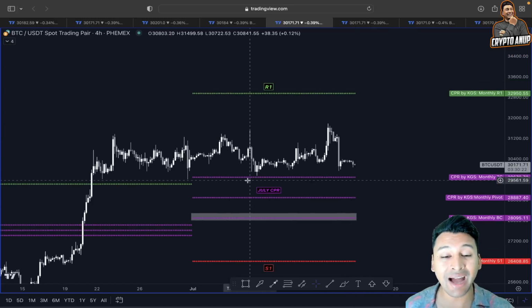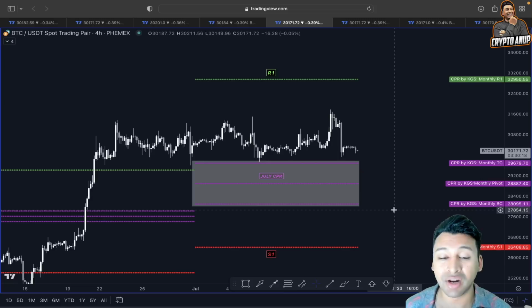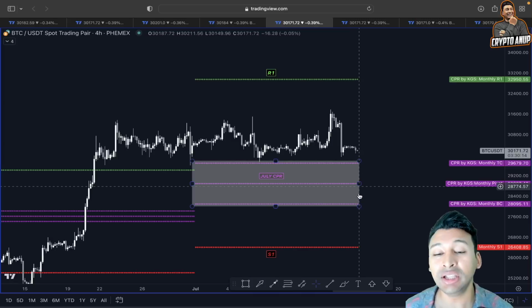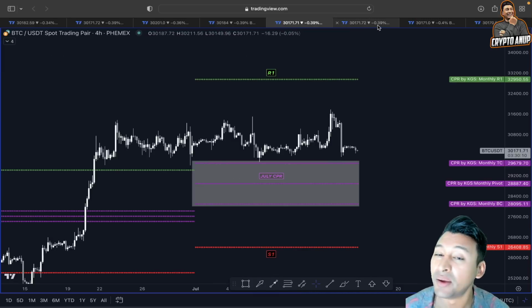But until now the price is still over the CPA line, so let's not worry that much, right? Let's not focus on this S1 line. Let's focus on this R1 line. Only if we break below the CPA line, then we are going to look at this bearish target for Bitcoin.